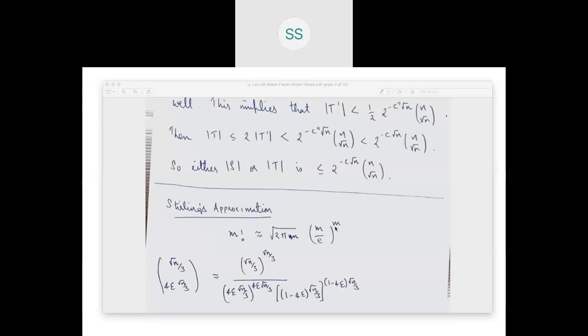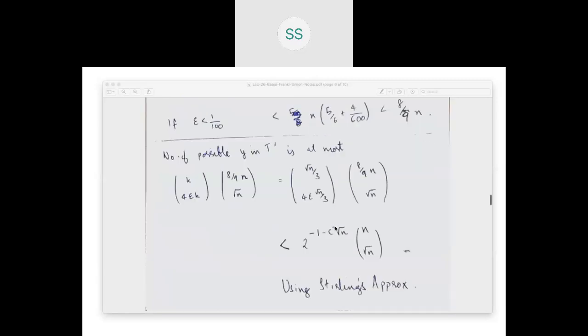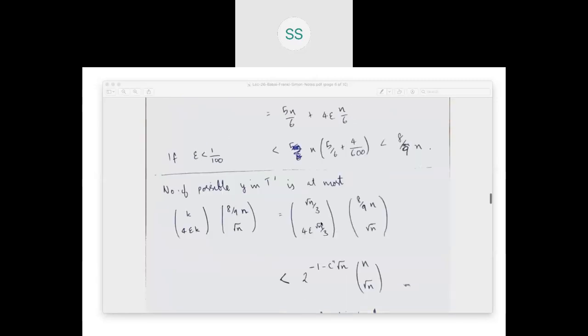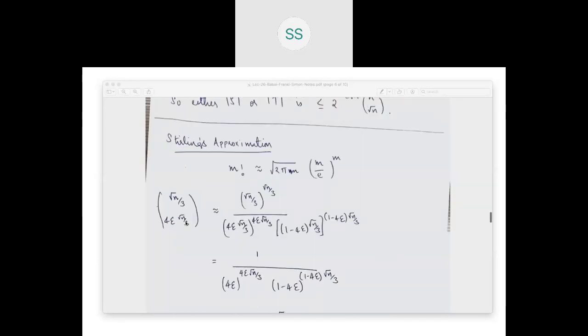So we had two things, right? Square root n by 3 choose 4 epsilon square root n by 3, and this, right? So we'll first take care of the first factor. So square root n by 3 choose 4 epsilon square root n by 3. So the thing to note is that this square root of 2 pi m is much smaller than something with the power m, so we'll ignore that.